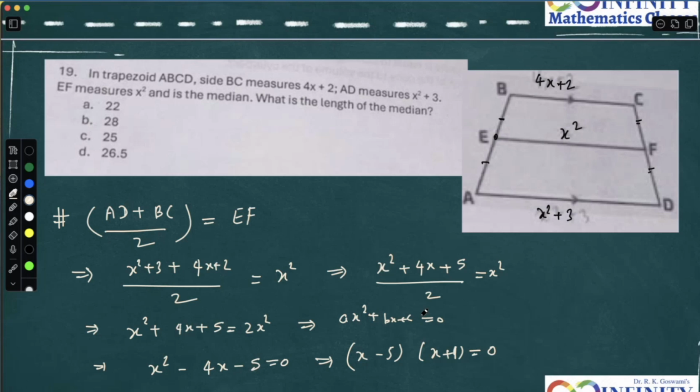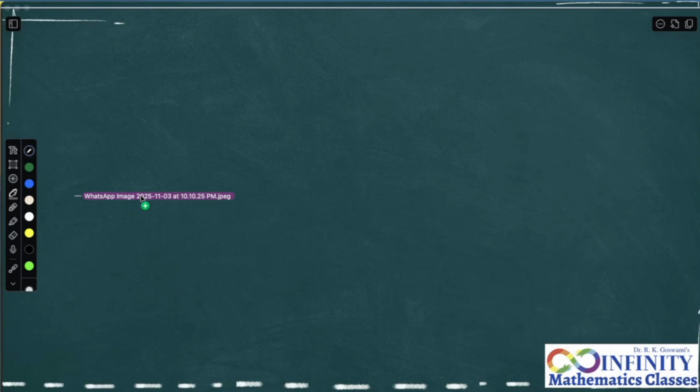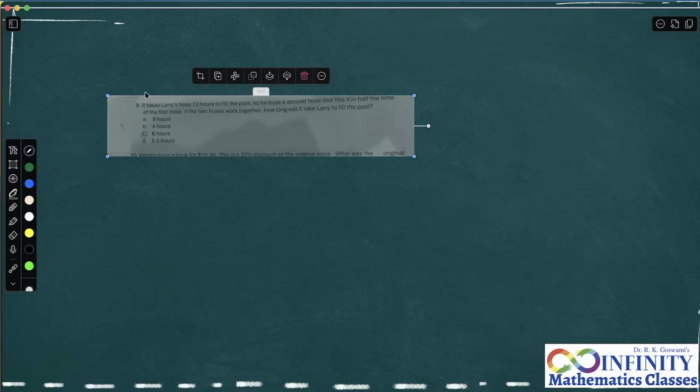Okay. So when you simplify, x is going to be 5 and minus 1. I'm rejecting minus 1 because it is negative. You can't have a negative length, and that will give me that BC is going to be negative. So that is why I'm rejecting this. I'm expecting that 25 should be the right answer here. I hope no issues are there. Just have a look at the next question, please.